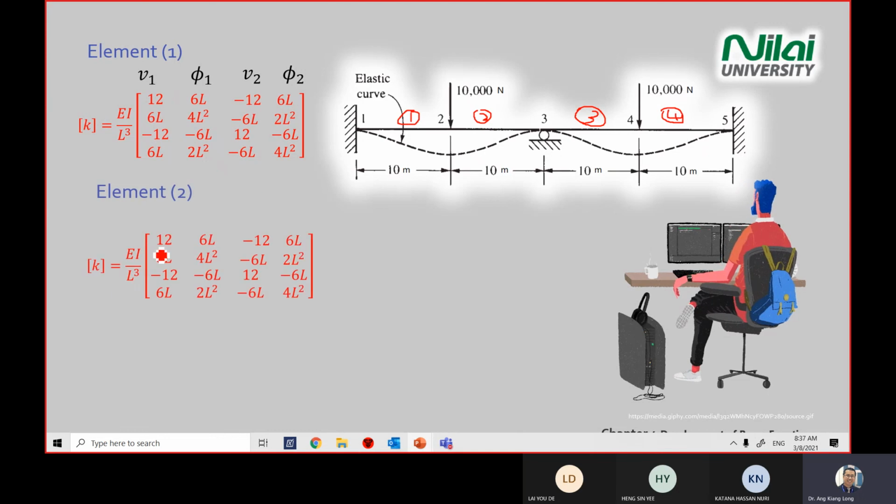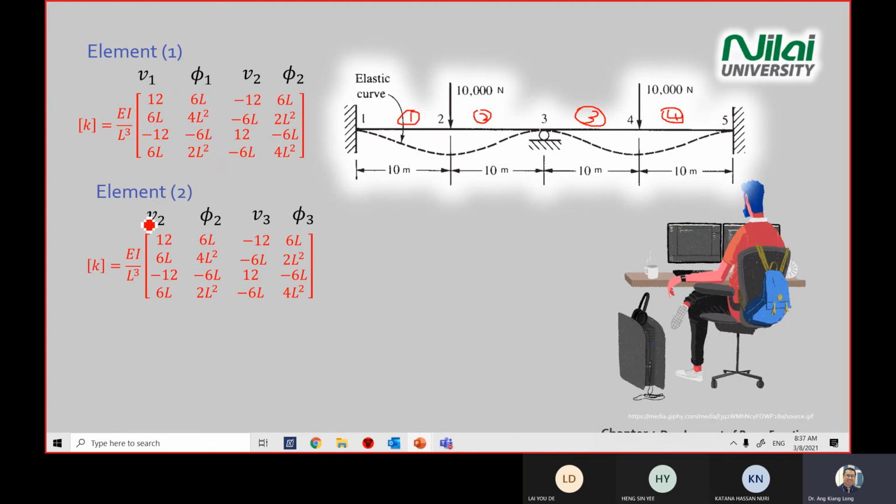So element 2 also has the same numbers. However, the numbers represent different points. I add in the black color notation for clearer understanding. If you look at element 2, the points are 2 and 3. So the first column will represent vertical displacement 2. The second column will represent rotation 2, and then the third and fourth will also follow the points on element 2, so you have 3. At this moment, you should already know how to identify what all these numbers inside the matrix are.